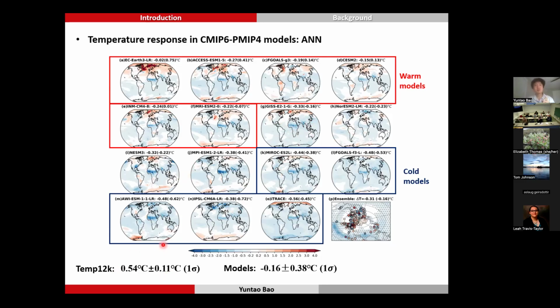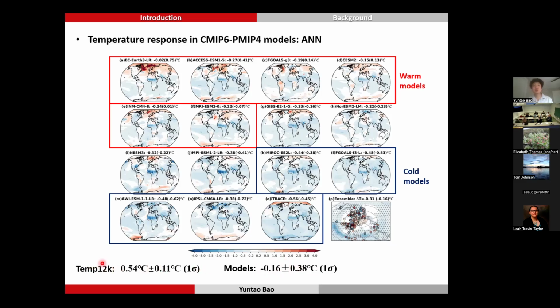So here is the thing. We can see the multi-model temperature response has a very large difference, or large multi-model uncertainties. The model uncertainty is about 0.38, but the model ensemble mean is only 0.16. That means the model uncertainties exceed the model ensemble signals. That is what we find in multimodel simulations.